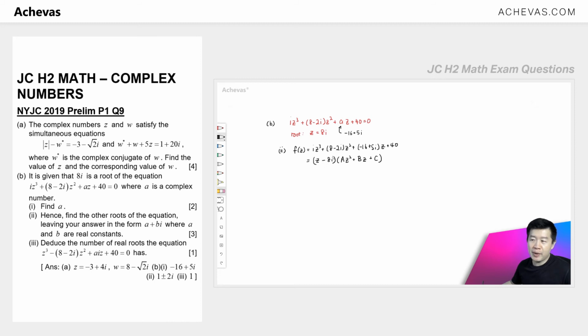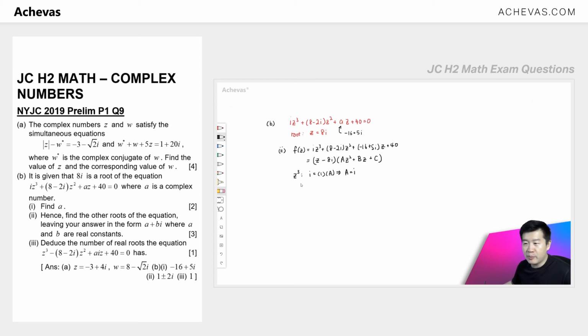If we were to compare the coefficient of z to the power of 3, on the left hand side we have i, on the right hand side is going to be 1 times a, which means that for the coefficient of z to the power of 3, we are looking at i to be equal to 1 times a. This tells me that a is simply equal to i.